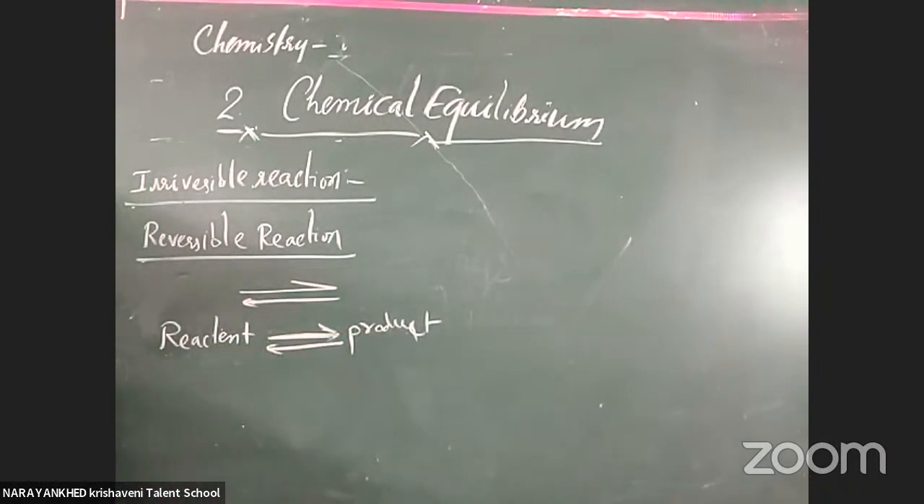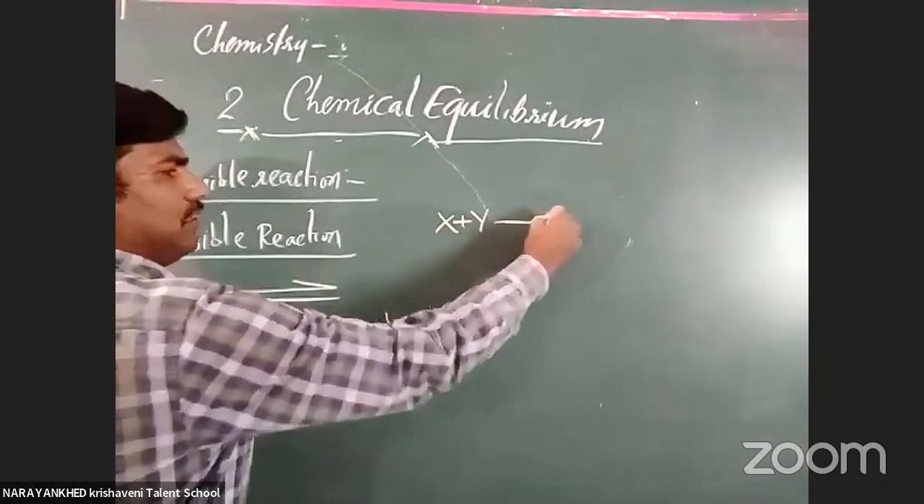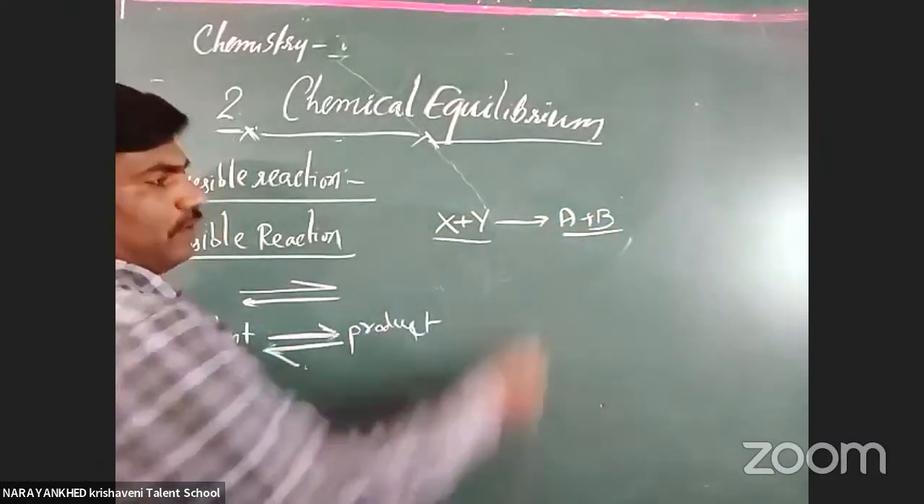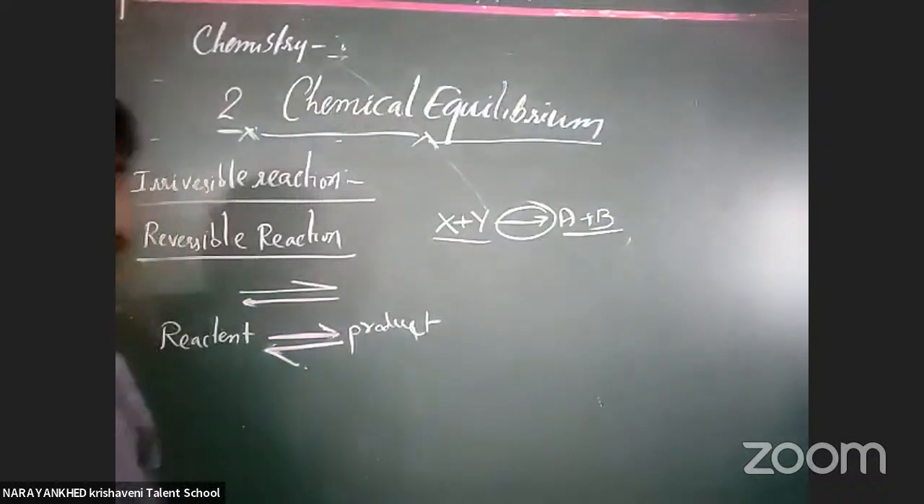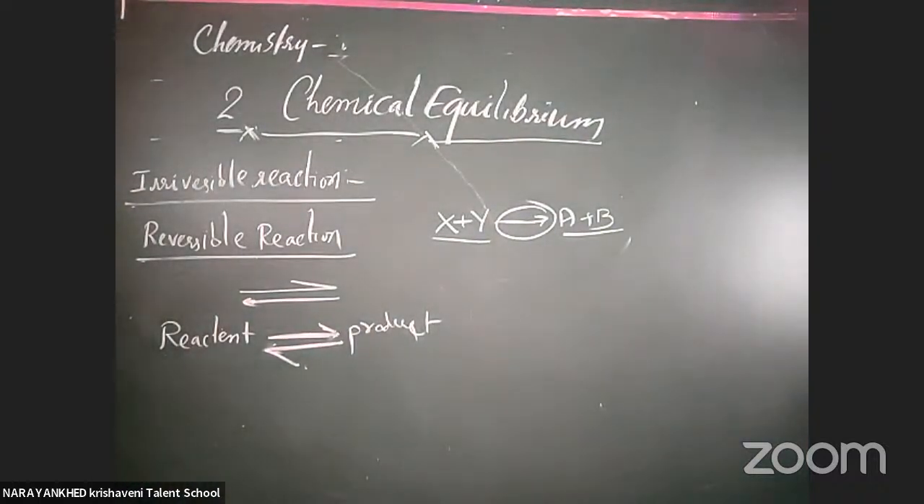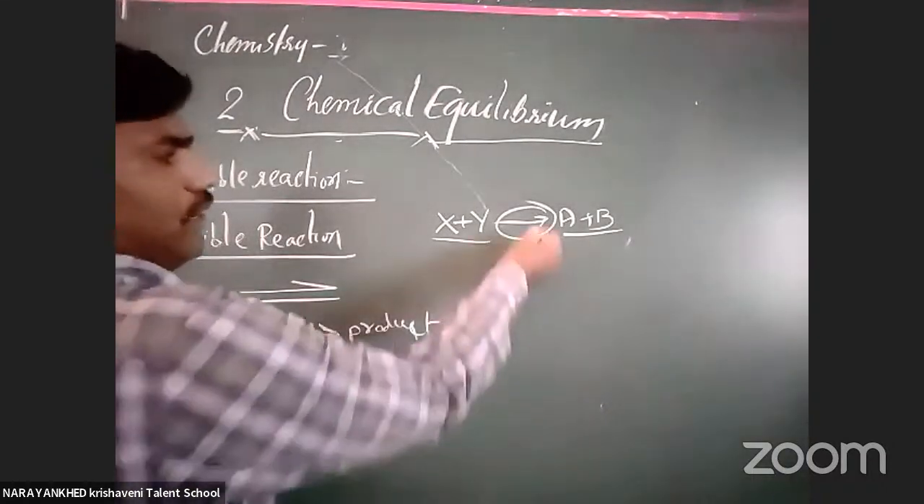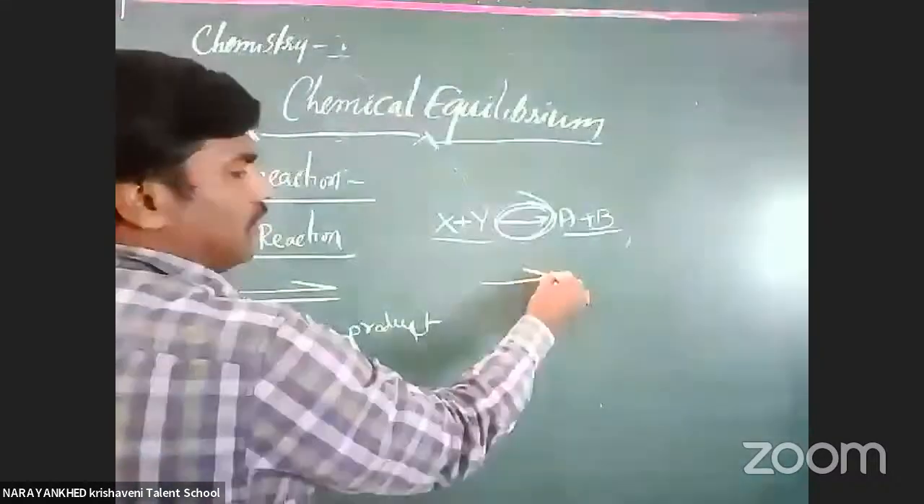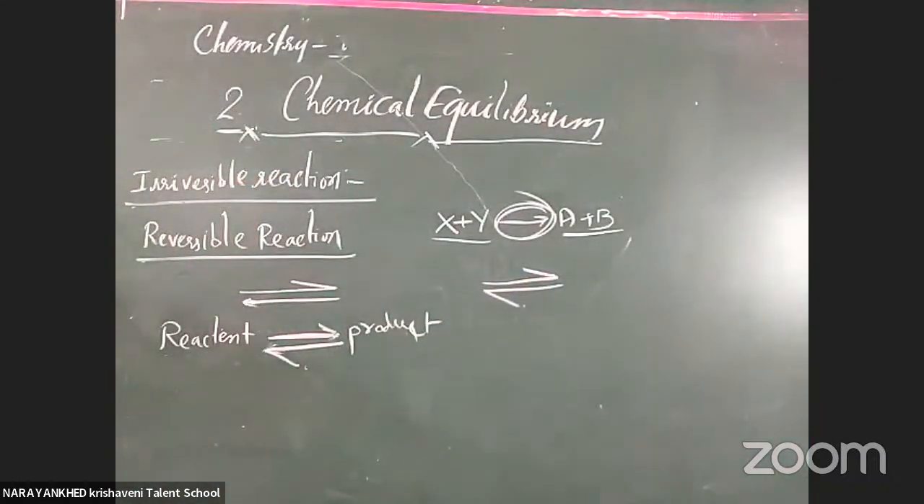But in reversible reactions, what will we get? Like this, a reaction symbol may be considered. Generally, whatever chemical reaction we get, the general form is A plus B. These are called reactants, and these are called products. It is combined with one arrow mark. We do not consider a full arrow mark, we simply consider it like this. Got it or not?